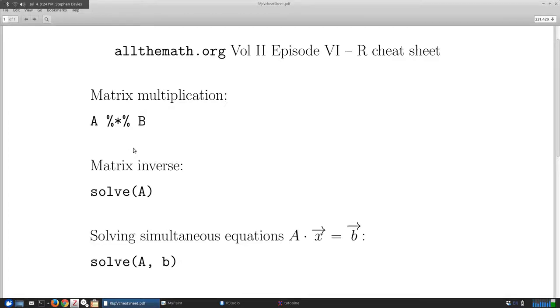The inverse of a matrix is computed by using this somewhat weirdly named solve function. So if you say solve and give it a matrix here, it gives you the inverse. That's only for square matrices. And again, if it's singular and doesn't have an inverse, then when you do this solve command, it's going to end up giving you an error, which we'll see in a minute.